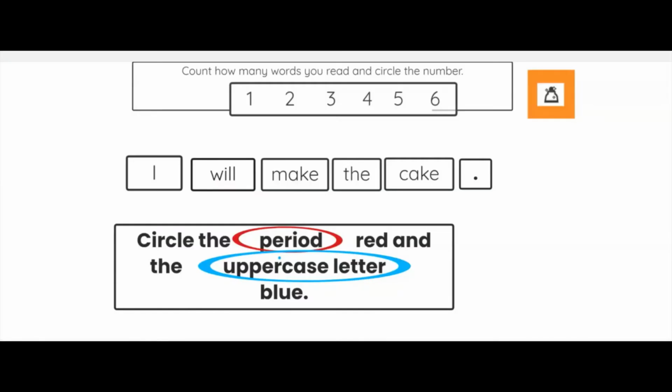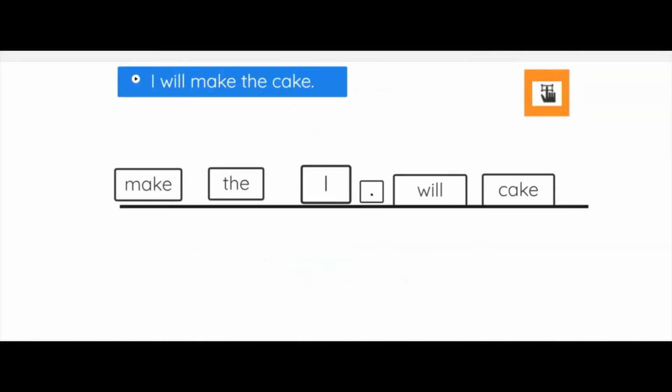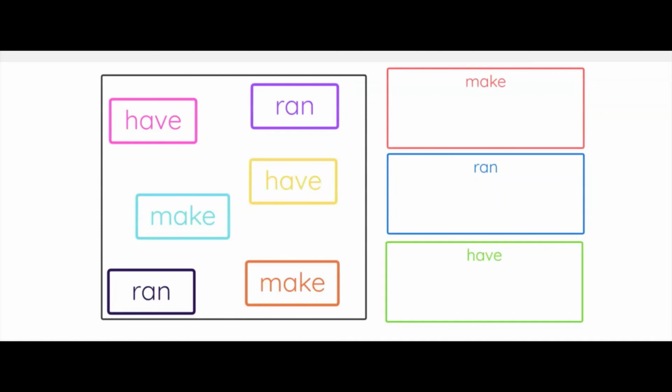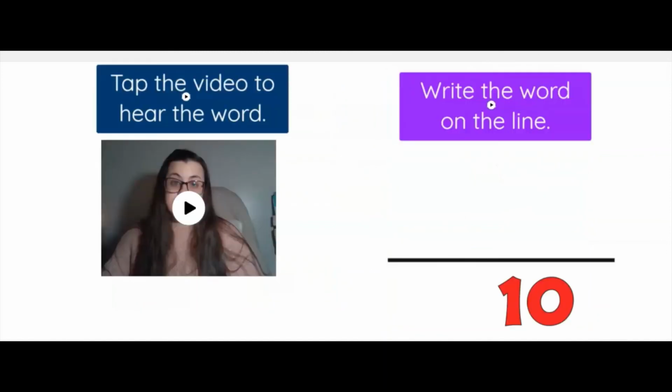Today, you are going to be looking at the sentence, I will make the cake, counting the words and circling how many, as well as circling the period and circling the uppercase letter. You'll also need to put the sentence back together. I will make the cake. You can always listen to the sentence again by clicking the video button. And you will also be needing to sort your words in the correct box. Make, ran, and have. They're all mixed up. And you will be playing listening, tap, and write. Make sure you tap the video to hear the word and then write the word on the line.